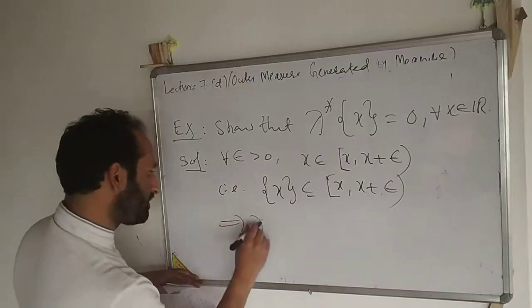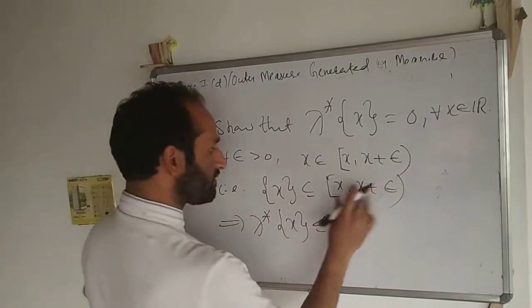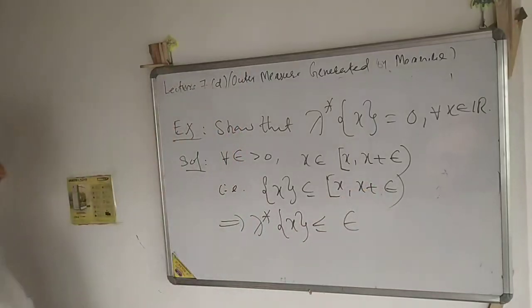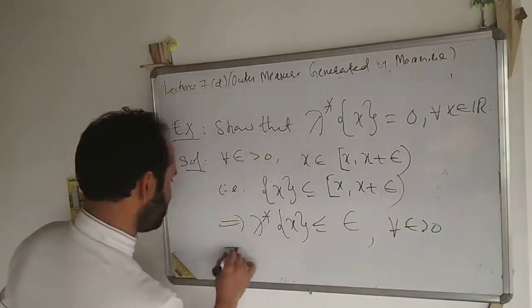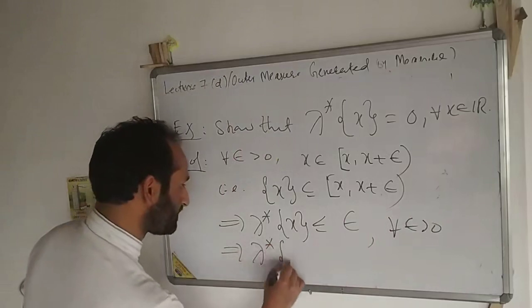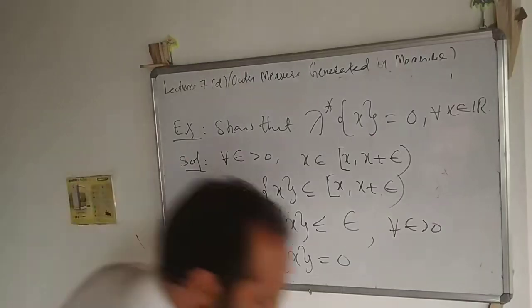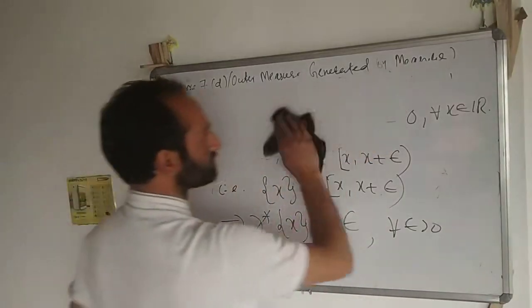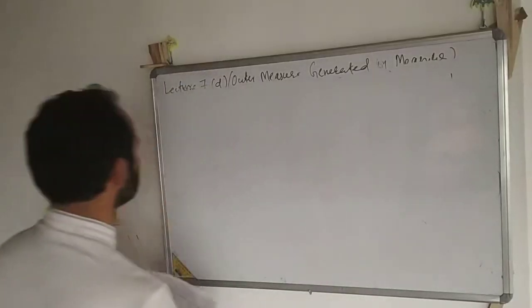So that means the Lebesgue outer measure of this singleton x should be less than or equal to the Lebesgue measure of this, which is equal to epsilon. Letting epsilon approach 0, this is true for all epsilon positive, which means the Lebesgue measure of a singleton set is 0. So by using this fact that the Lebesgue measure of a singleton set is 0, we will show that the Lebesgue measure of every countable set is 0.